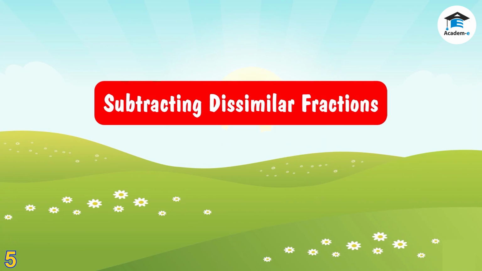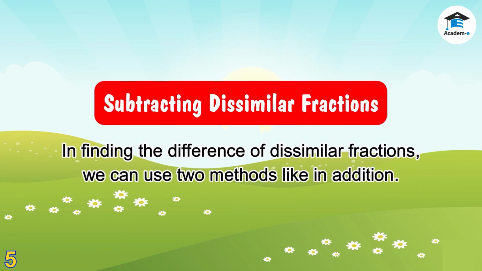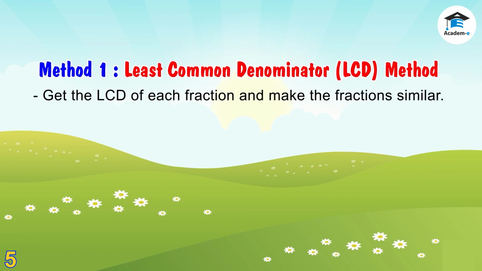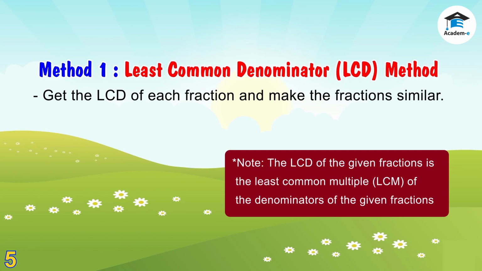Subtracting dissimilar fractions. In finding the difference of dissimilar fractions, we can use two methods like in addition. Method 1, Least Common Denominator (LCD) method. Get the LCD of each fraction and make the fractions similar. Note, the LCD of the given fractions is the least common multiple (LCM) of the denominators of the given fractions.